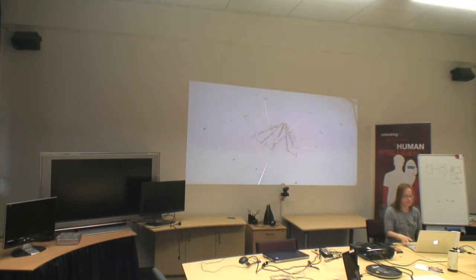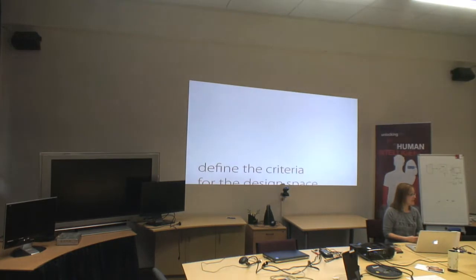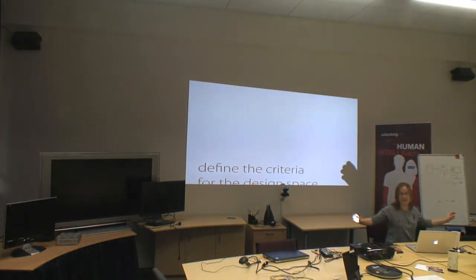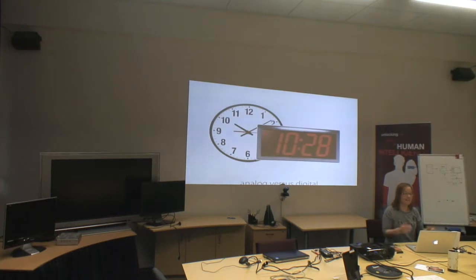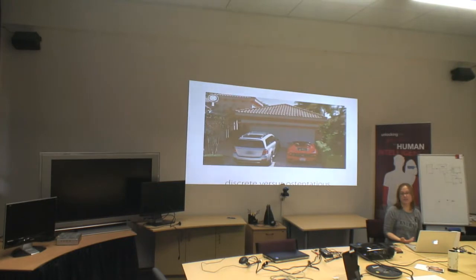But one other way to do it is to define the criteria for your design space. So we can think in terms of axes and think, okay, what should my design be? Should it be cheap or expensive? Should it be doable now or doable in a year? Should it be analog versus digital? This is also one of the dimensions that you can think of. Should it be a service versus a product? Should it be discreet versus ostentatious? Should it be something really hidden away that people cannot see, versus something really out there in the open?